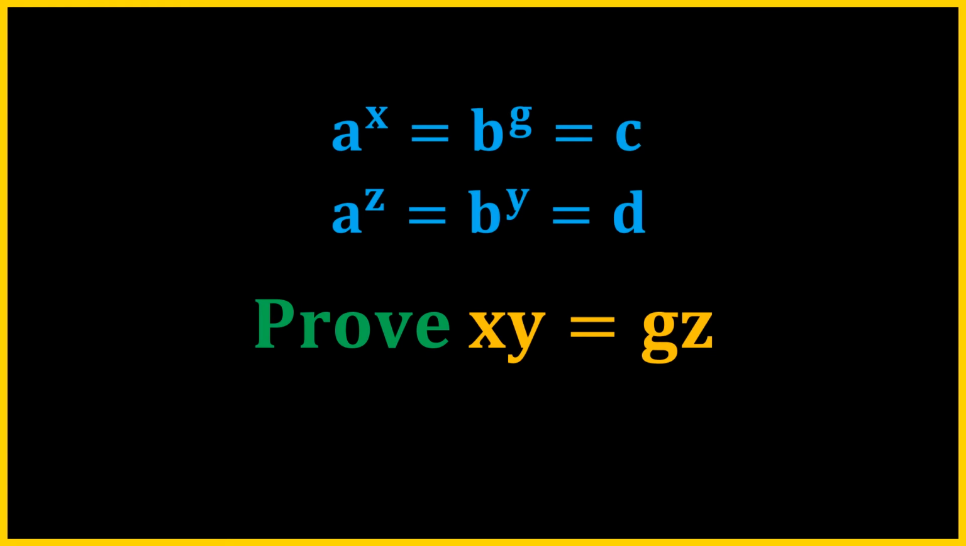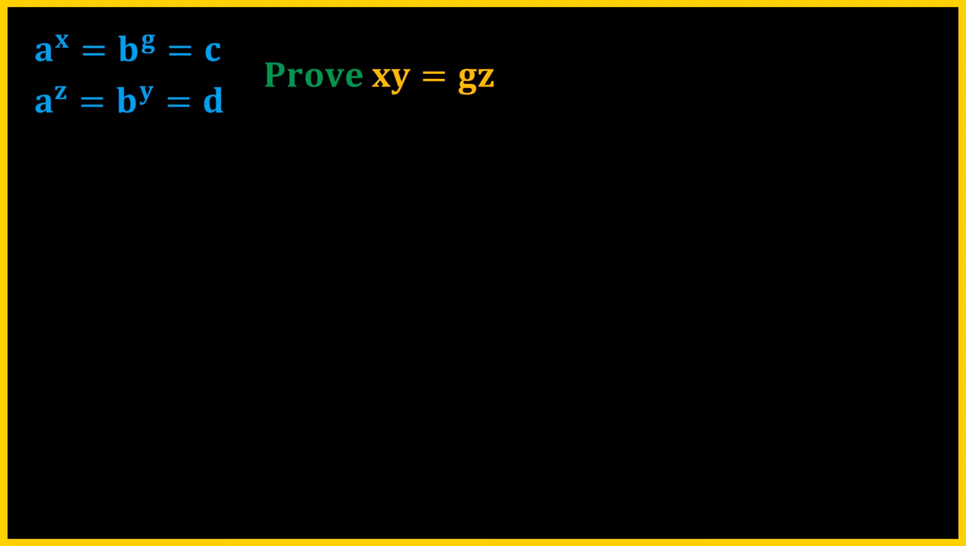To do that, we just need to go ahead and manipulate the given equations. So in this video, I'm going to show you how to do that. So make sure to watch the rest of this video. First of all, by using the first equation, we can say a to the x equals c, and by using the second one, we can say a to the z equals d.